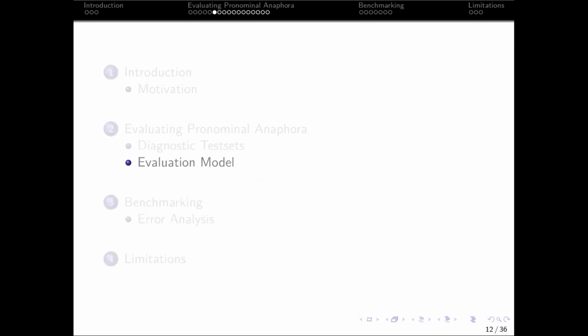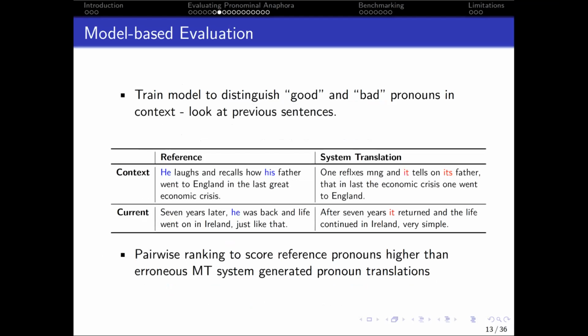Let me now talk about the evaluation model. Given that we now have a test set, how can we build some model-based evaluation to do a little more nuanced evaluation of the pronoun translations? The idea was that we would train a model to distinguish good and bad pronouns in context. So we want to look at the previous sentences while we do this evaluation.